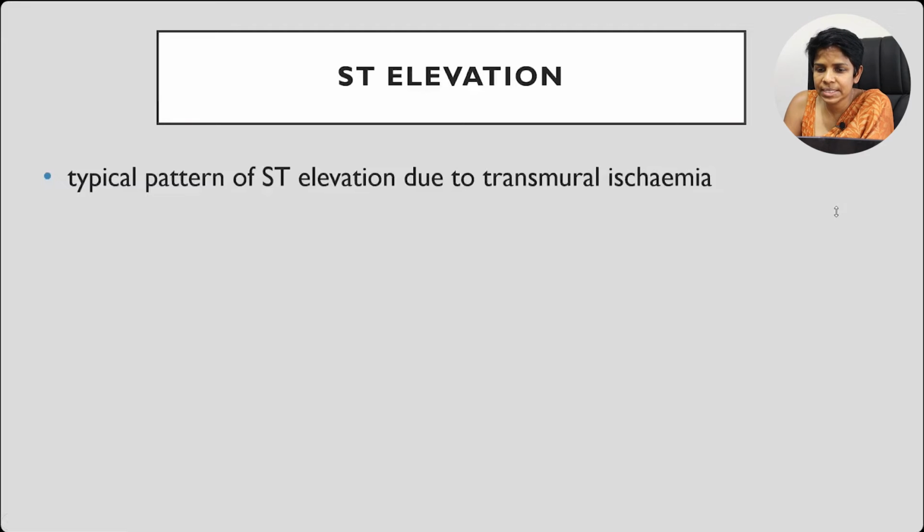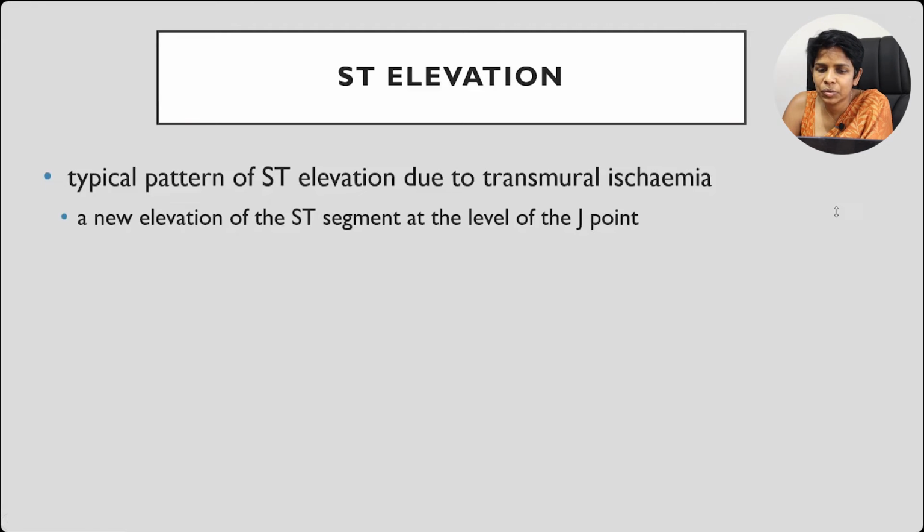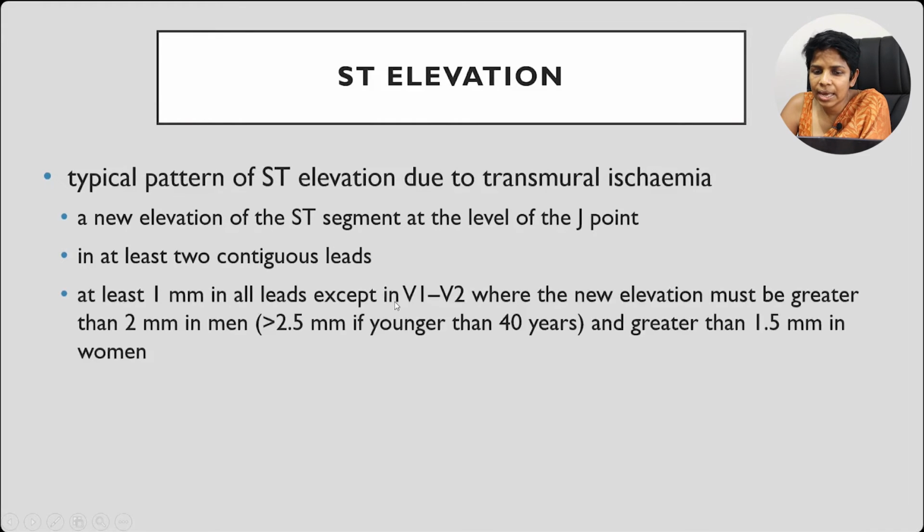So the typical pattern of ST elevation due to transmural ischemia: there should be new elevation of the ST segment at the level of the J point in at least 2 contiguous leads, and it should be at least 1 millimeter in all leads, except in V1, V2, where it should be 2 millimeters in men. If the man is younger than 40 years, it should be more than 2.5, and if it is a woman, it should be more than 1.5 millimeters. And importantly, ST elevation should be upconvex type of ST elevation. I will tell you why it is important later.